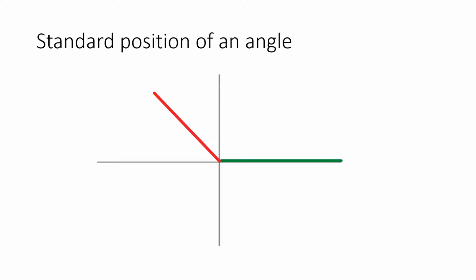Another fact that's important to note is what exactly do we mean when we say the standard position of an angle? So concerning the vocabulary standard position, whenever we draw an angle in the plane, what we want to do is to put the vertex on the origin. Also, we're going to put what's called the initial side.